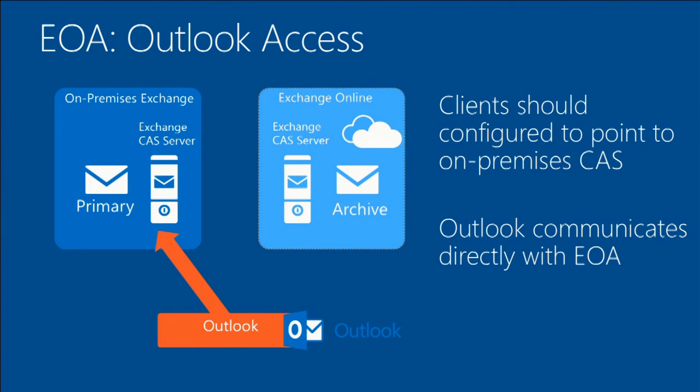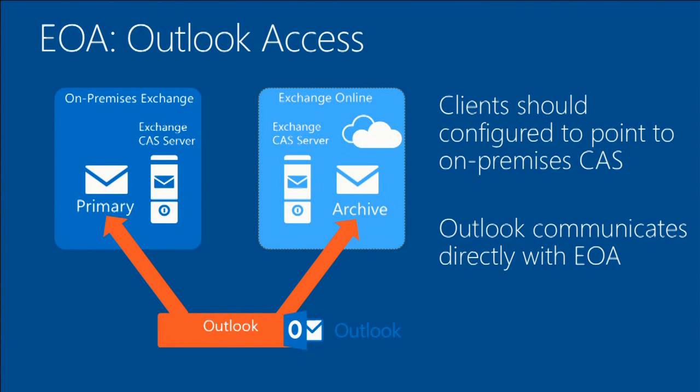So when you start up Outlook, it uses auto-discover. It goes to where auto-discover points, which is your client access server on premises. The client access server tells it, hey, you have a primary mailbox on premises, and you have a cloud-based archive. And then Outlook, once it gets that information, can directly connect to the cloud to get the archive. So primary from the on-premises, cloud for the archive for Outlook.